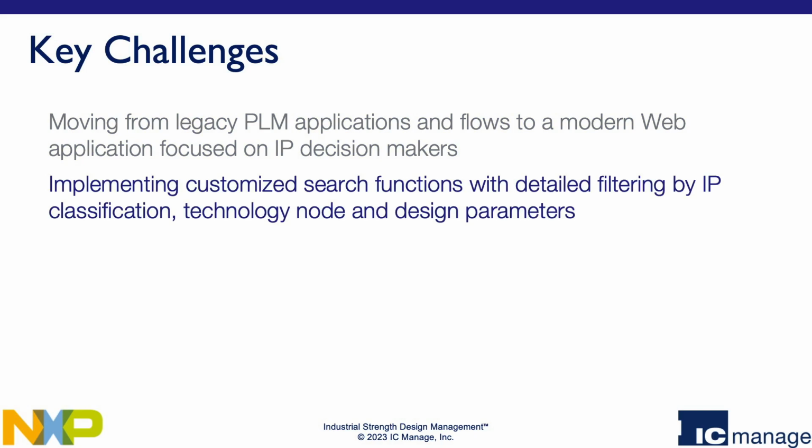IP search functionality is obviously key to finding reusable IP. However, different types of IP need different metadata fields. Think about analog technology nodes versus digital functional coverage. This means IP datasheet pages will be a mix of common fields like owner, but also different fields for dozens of different categories of IP.